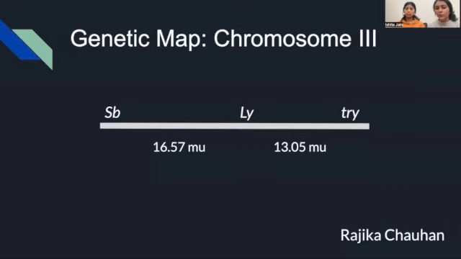We also knew that Li was in between SB and Tri because, like Ashita said, it was the one gene that remained in place when both SB and Tri were switched in the no crossover and double crossover groups.